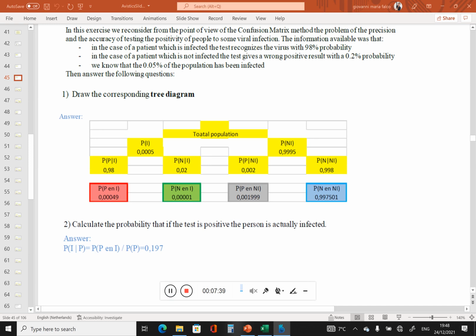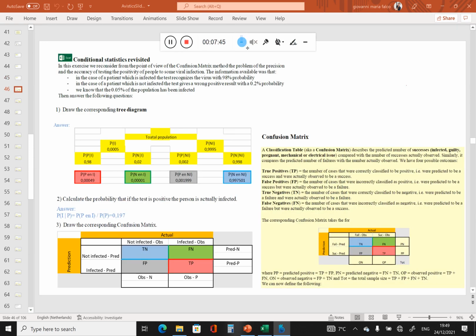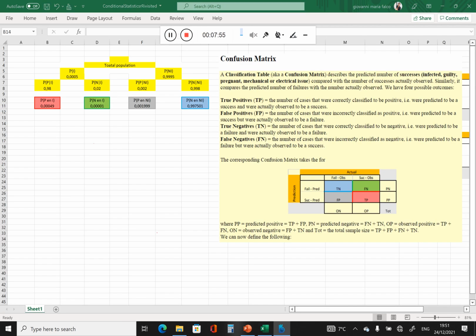Okay, so this completes the answer to the second question, and in the next question you are asked to draw the corresponding confusion matrix. For that, we should first give a brief introduction to the method of the confusion matrix.